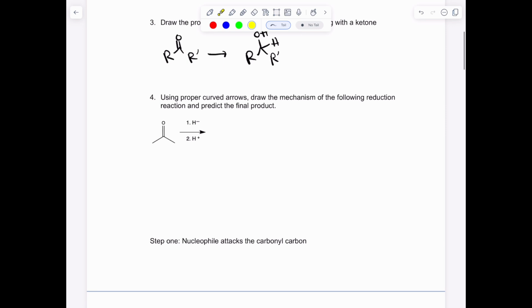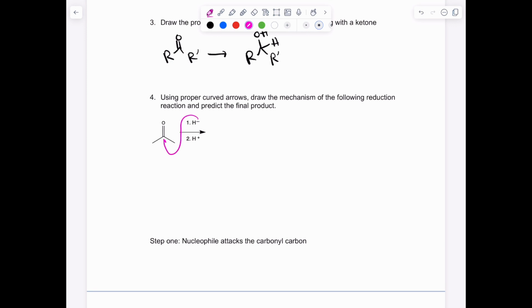Before I draw any arrows, I think it's important to identify the nucleophile and electrophile in the reaction. So the nucleophile is the thing that is electron rich. It wants to use its electrons to form a bond. And then the electrophile is the thing that has the least electron density. So in this case, it will be the carbonyl carbon because it's double bonded to the oxygen, which is going to be pulling electron density away from it. So the carbonyl carbon is the most electrophilic position.